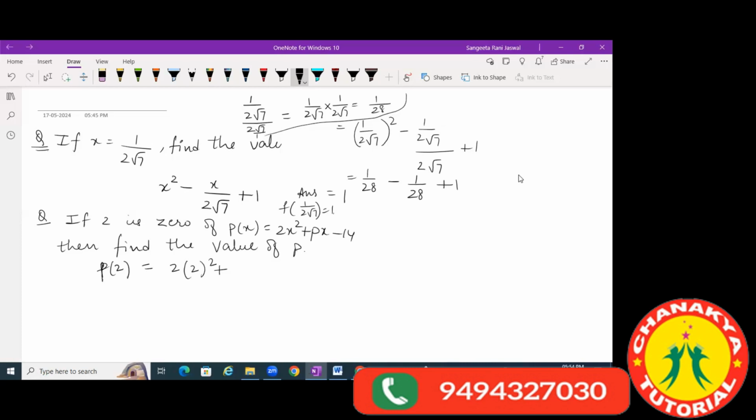Ma'am, p is equal to 3. P is 2 only. So this is 2p minus 14. So 2 into 4 is 8, this is 8. So this is 2p minus 6. I'm taking this as 0 because it is already given that 2 is a zero of the polynomial. So here my value for p is 6 by 2, that is 3. Okay, beta? Yeah, ma'am.